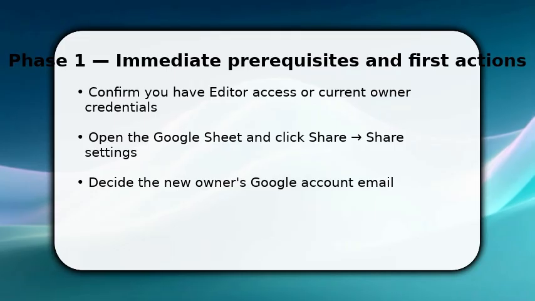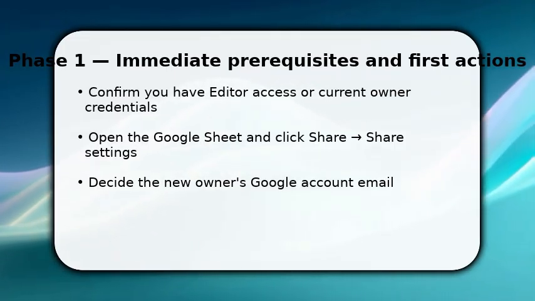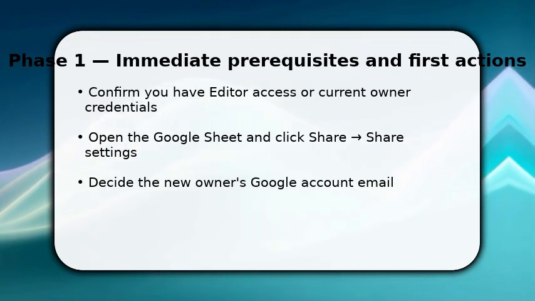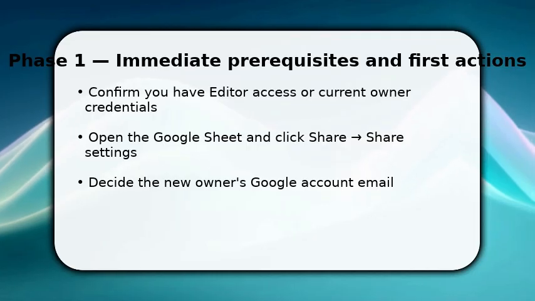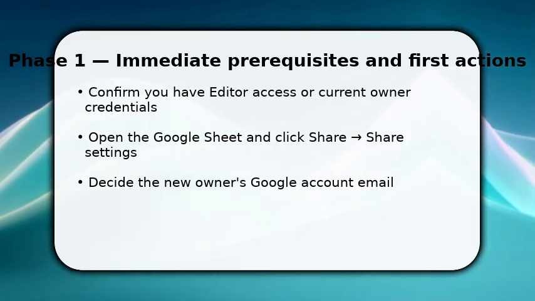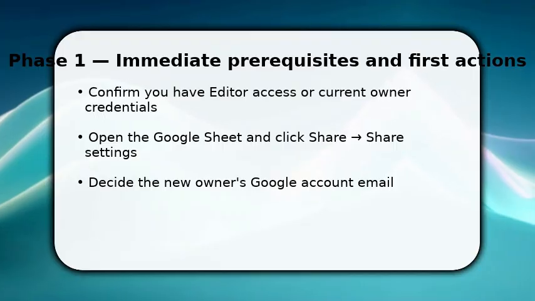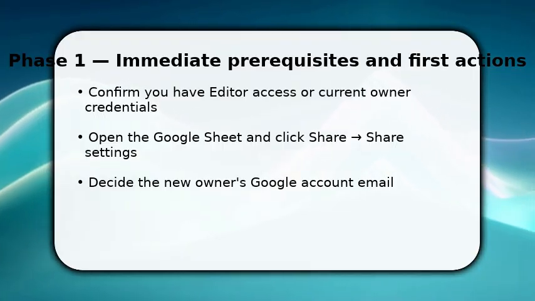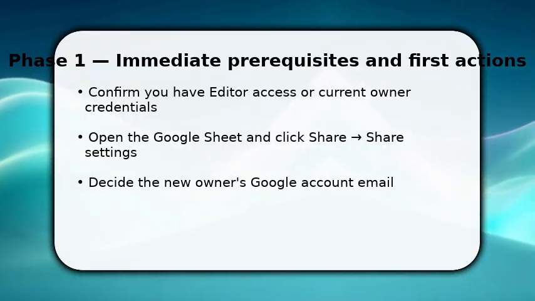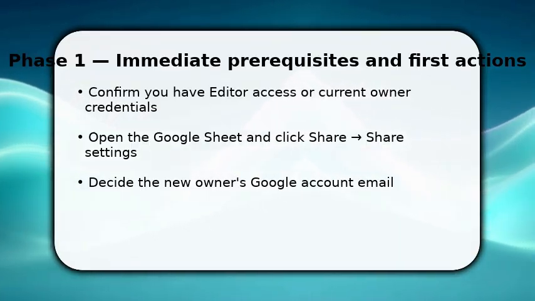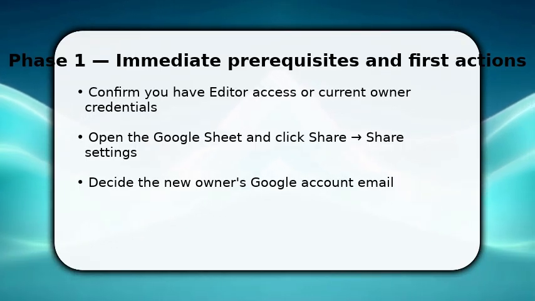You begin by confirming you have editor access and the new owner's Google email. If you're the owner, sign in with that account. Open the sheet, click Share, then Share Settings. This starts the ownership change flow. Once done, add the new owner as an editor if they're not already listed. Make sure to pick the correct account. Ownership transfers are tied to Google accounts, so a wrong email blocks completion and wastes time.